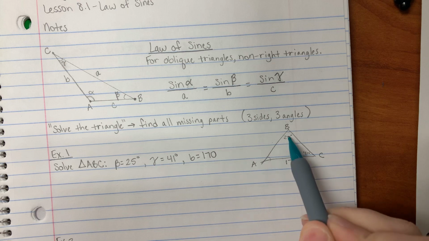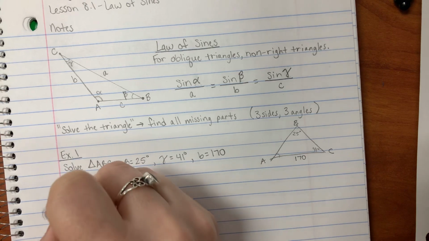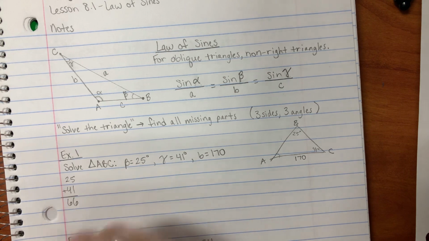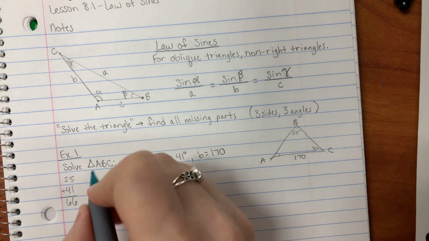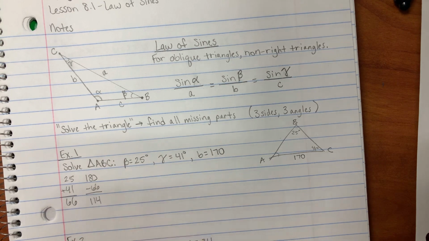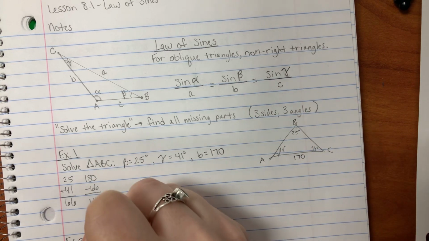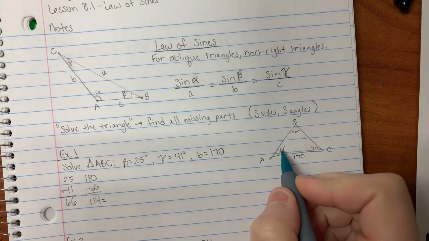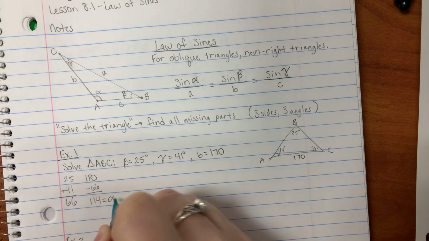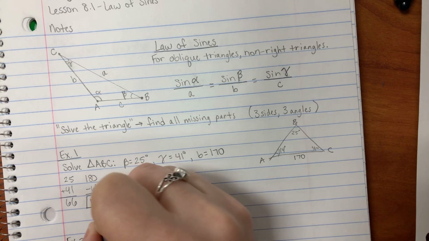The easiest one right now: if they give me 2 angles, I can find the third one by subtracting those from 180. That's my easy one. I'm going to take my 25 and my 41, put them together. That gives me 66. Then I take my 180 for a triangle and subtract that 66. That gives me 114. So this angle right here is 114. I would always label these according to alpha, beta, gamma, and then side ABC. So this one is angle alpha. And I need to put my degrees on there, sorry.